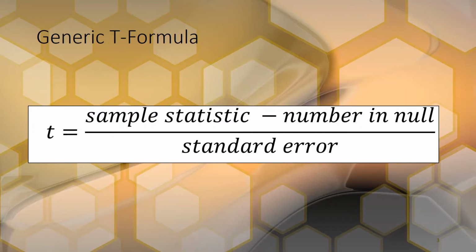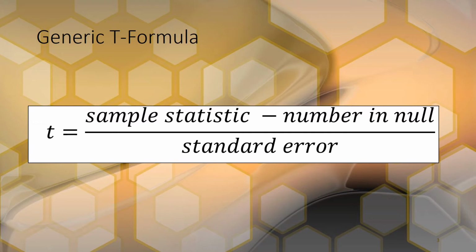For any T statistic, there is a generic formula, and you use the same generic formula for any of the 3 T tests that we learned about. So we learned about the 1-sample T-test, the 2-sample independent T-test, and the 2-sample dependent T-test. And the generic formula is T equals the sample statistic minus the number in the null divided by the standard error.